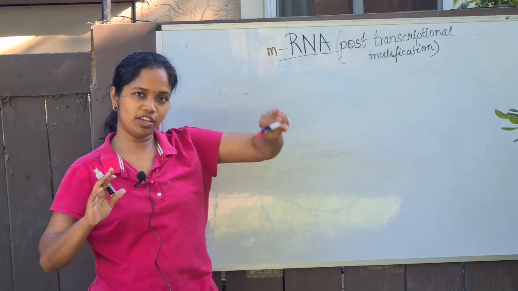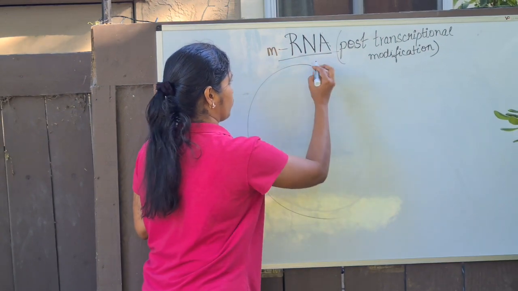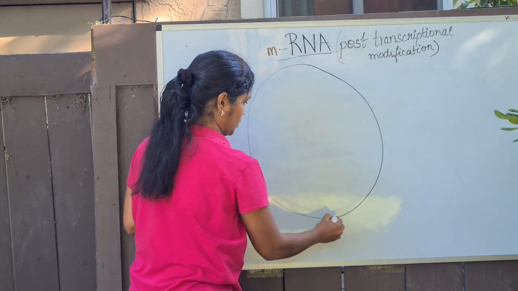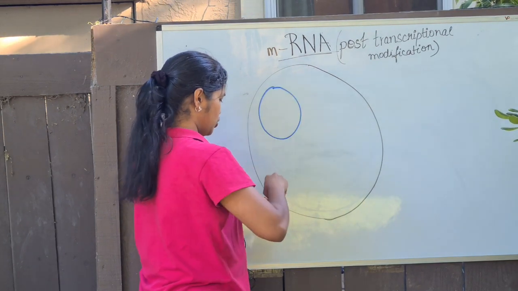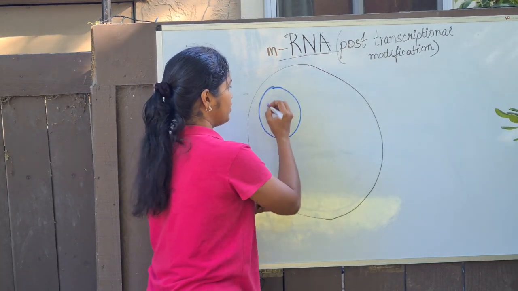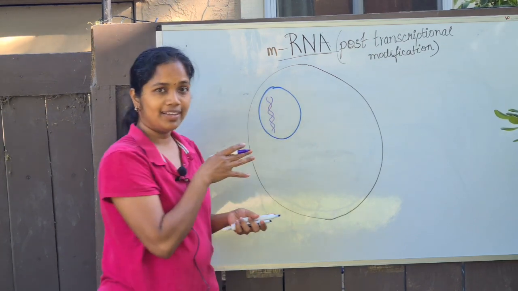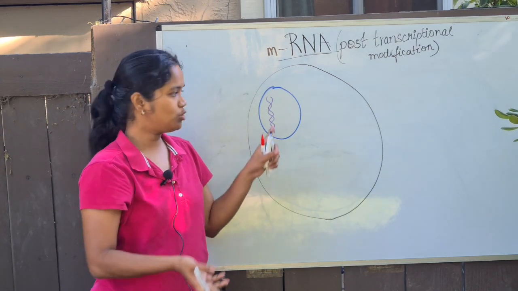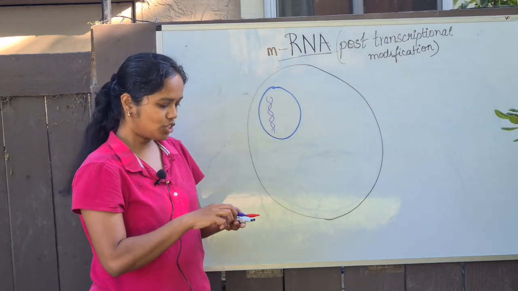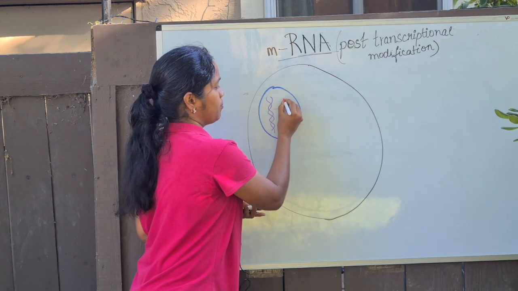So first we know that we have a cell and we have the nucleus within it, right? So here we know that we have the DNA which lies within the nucleus. We all very well know that all the information that is necessary for the body is present within the DNA, right? So this DNA will now get transcribed into an mRNA.